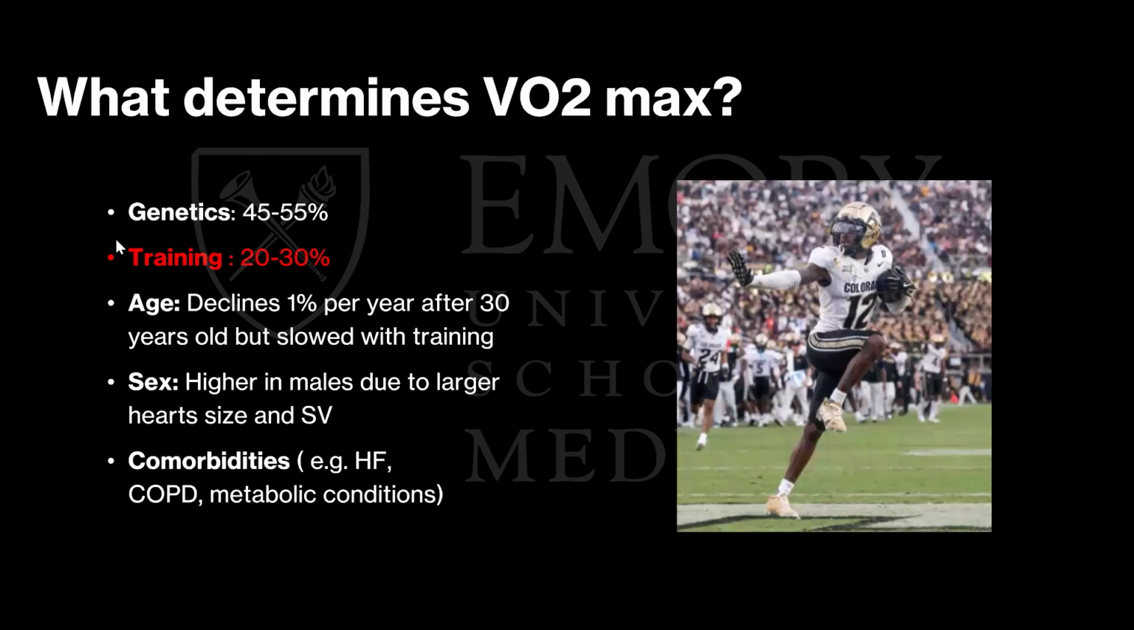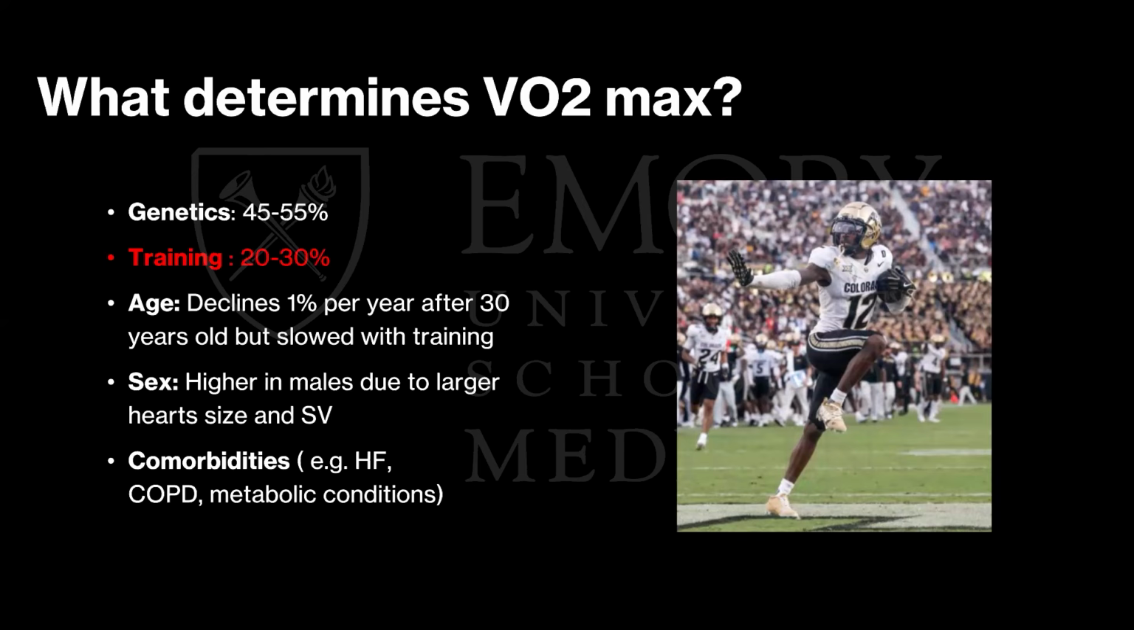But the key part about this, and what patients want to ask you about, is how can I change it? And it can be changed. You can increase your VO2 max by about 25%, up to 30% for some people, just by doing a simple exercise regimen called zone 2 training, which we'll talk about at the end of my presentation.